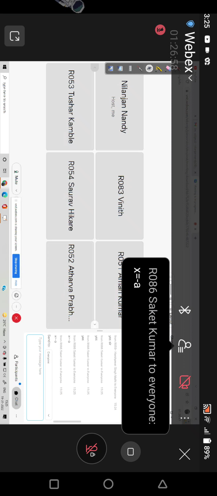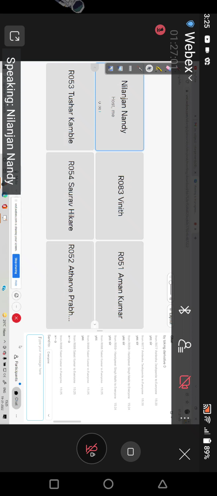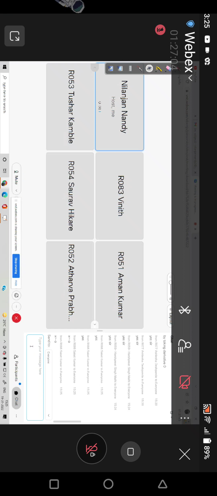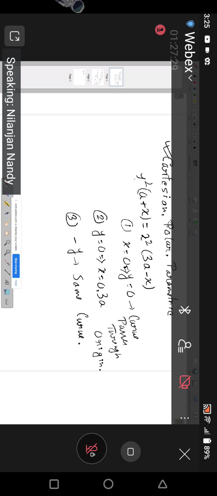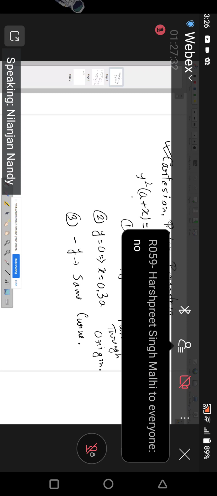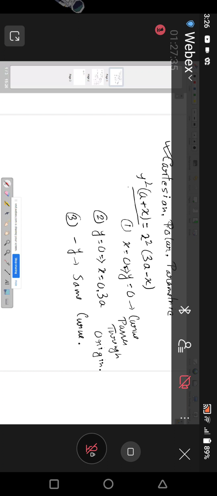Anyone please type. Can you find the asymptote parallel to x? Yes, the asymptote parallel to the y-axis is x equal to minus a. So is there any asymptote parallel to the x-axis? From here you can easily check. This is the asymptote which is basically parallel to the y-axis.